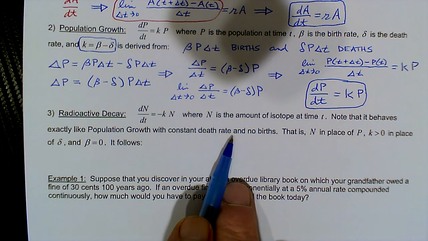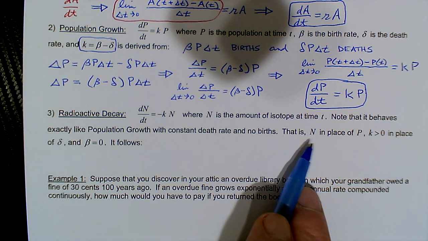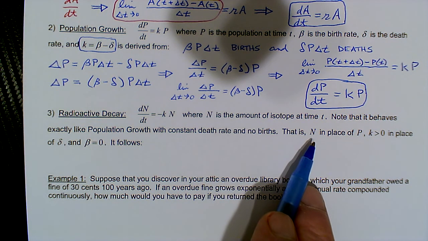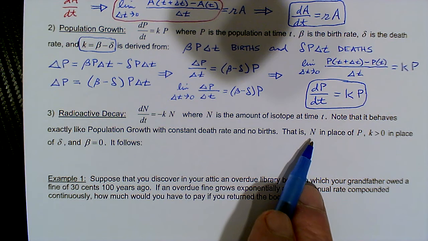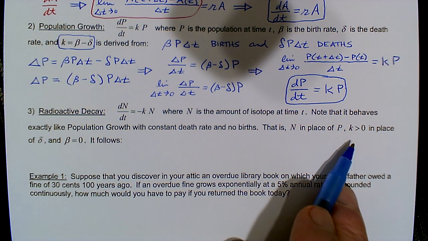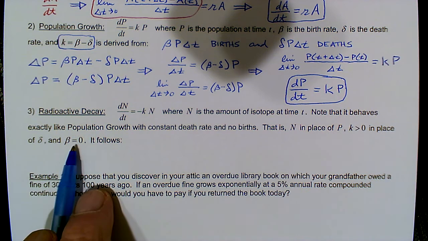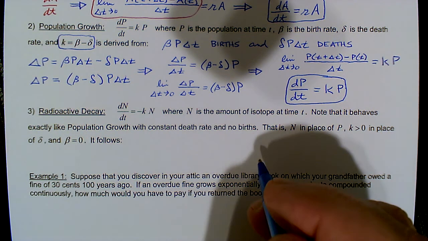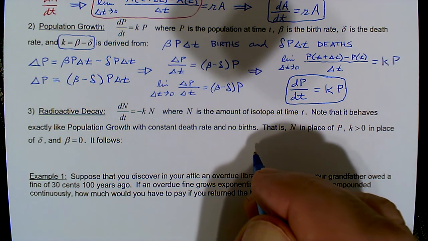So there's going to be no births, and we're going to put n for the amount in place of p. We're going to take k to be greater than 0 and put it in place of delta, and because there's no births, the birth rate is 0.